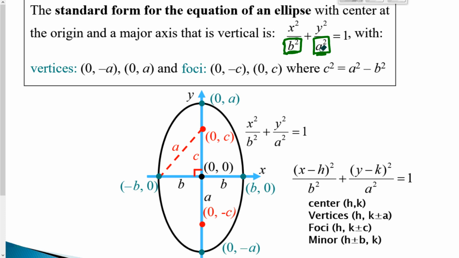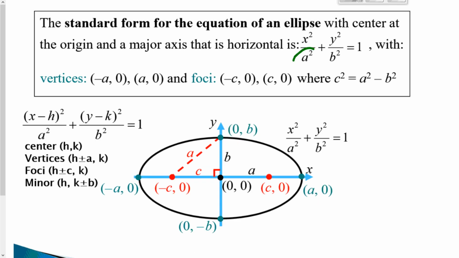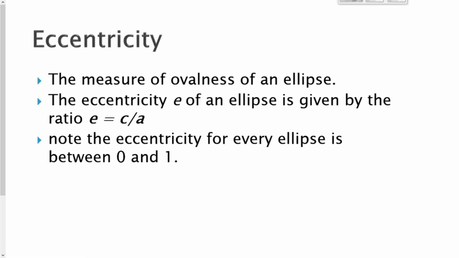And so whatever number is bigger as a denominator just tells you which axis. So it would be the y-axis that is the major axis, because a squared is going to be bigger. On the other one, the one underneath the x is going to be bigger, so that's why the x-axis contains the major axis. Okay, and then the eccentricity, the ovalness of each ellipse, we find that by the ratio of c over a, and it's always going to be between 0 and 1.